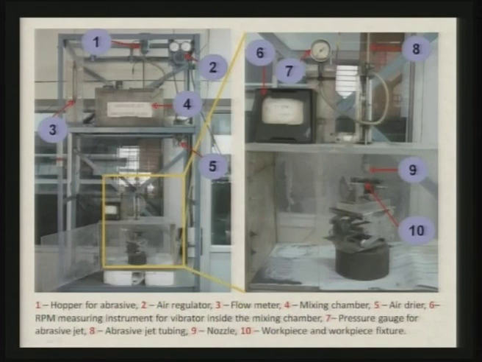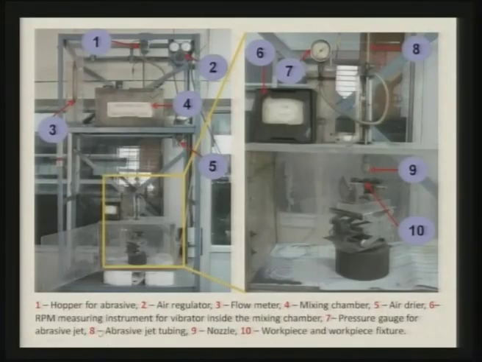How much quantity of the abrasive is mixing with the air can be controlled with the vibratory motion, and that vibratory motion is given with the help of a cam mechanism, so that the desired quantity of the abrasive particle can be mixed along with the jet of the air. Then you have the abrasive jet tubing indicated by 8 over here. Now, this is the enlarged view of this particular part, and 9 is the nozzle, as you can see here, not very clearly, and 10 is the workpiece and workpiece fixture. So, the jet actually comes from here and hits the workpiece surface.